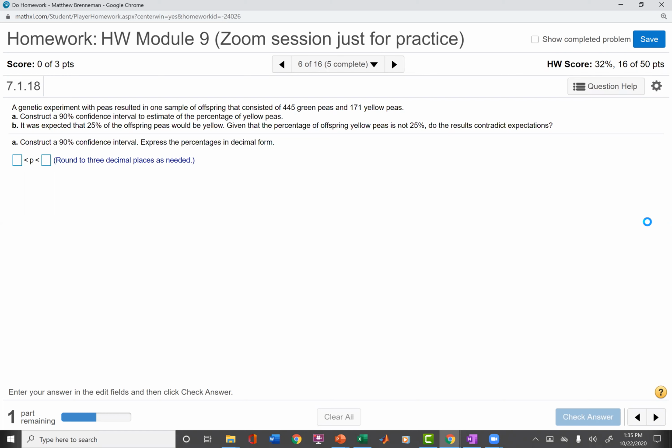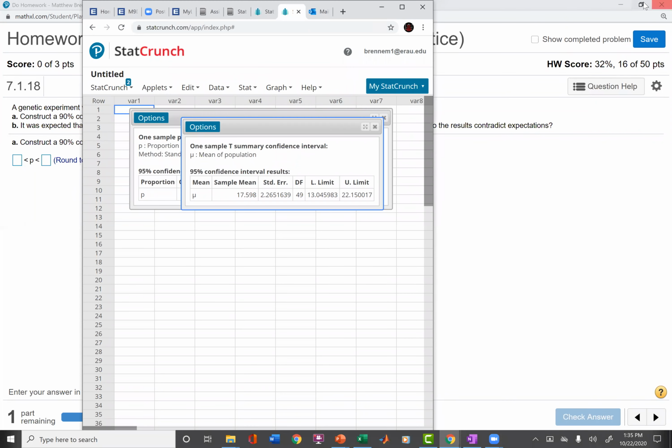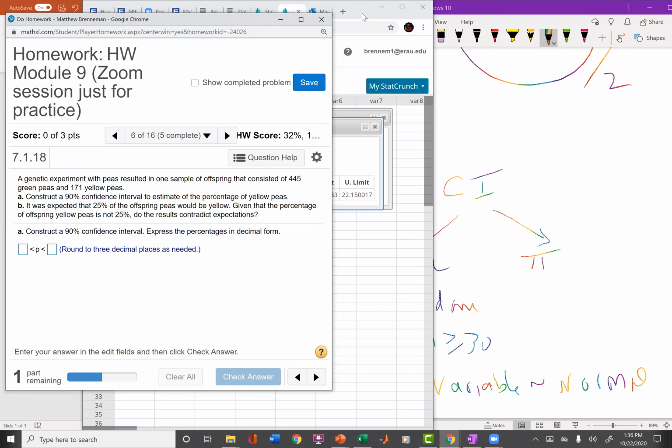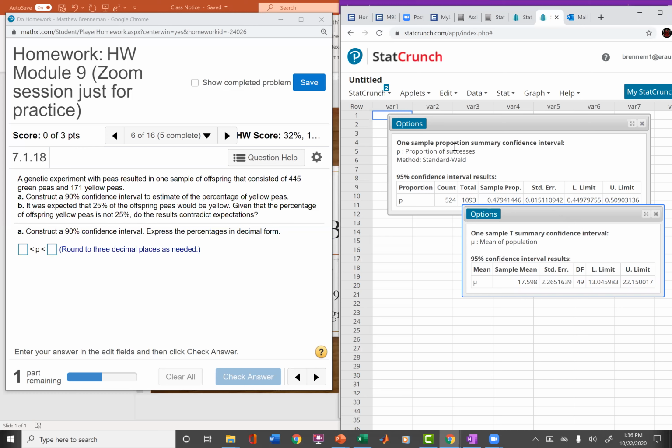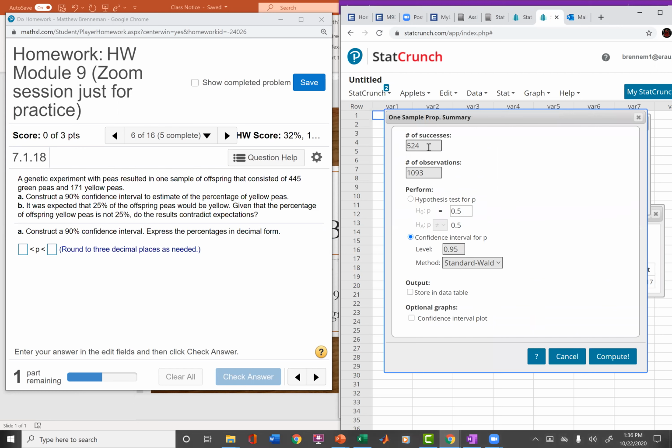Construct a 90% confidence interval to estimate the percentage of yellow peas. Oh, okay. I know where to go. I'm going to go to proportion stats. I have the smaller number, that's 171, and 445 must be the sample size. Does that look right? You have to add the 171 to that as well. Yeah, that's my sample size.